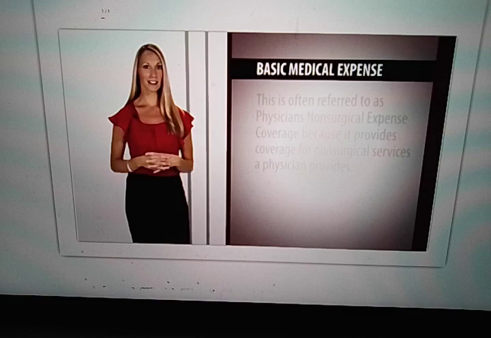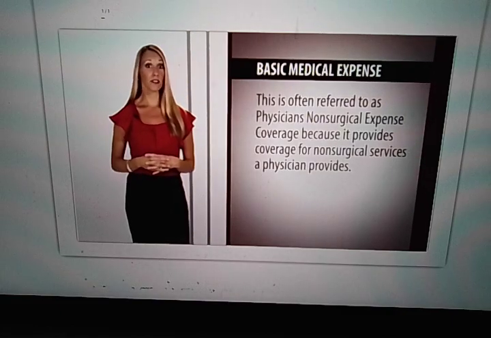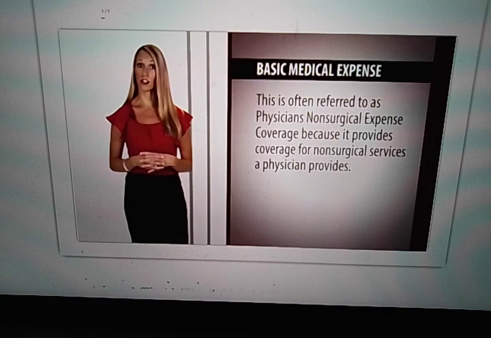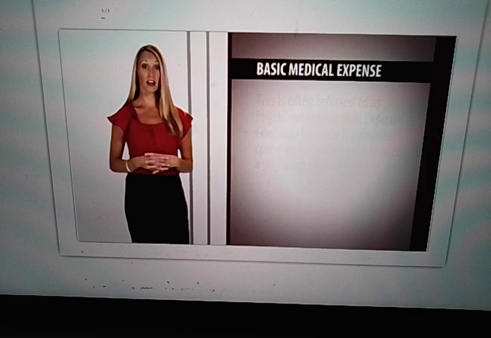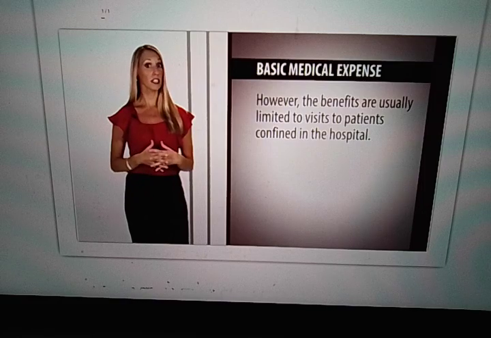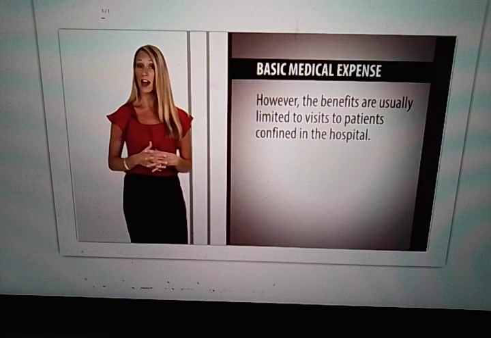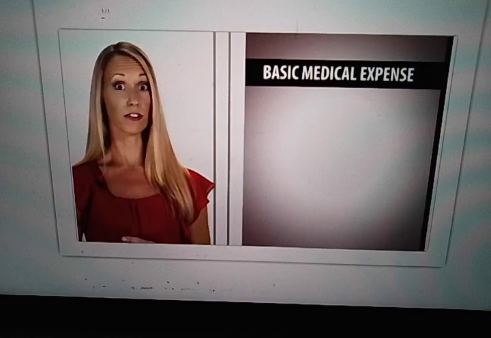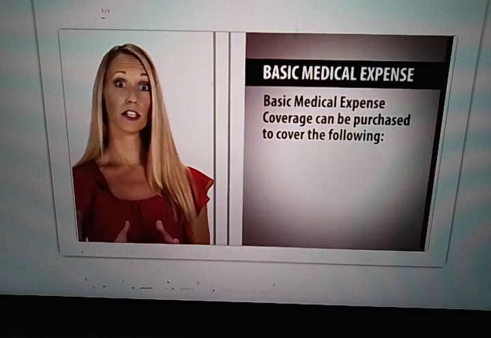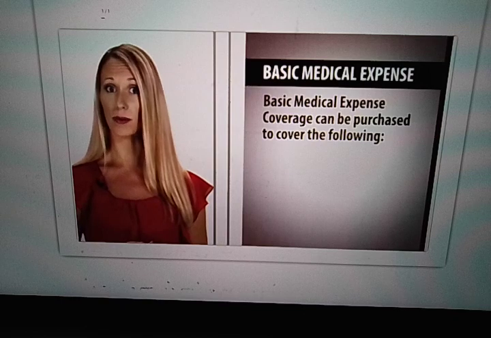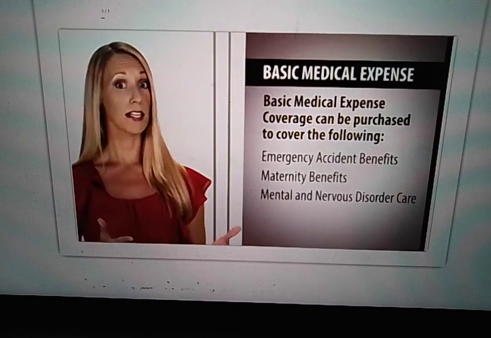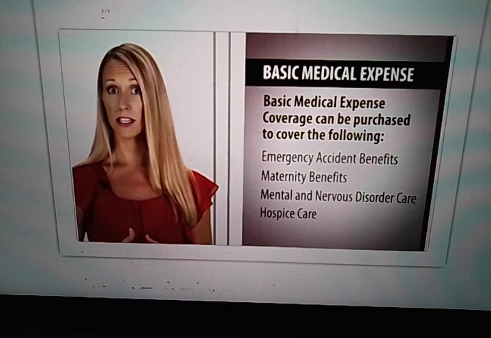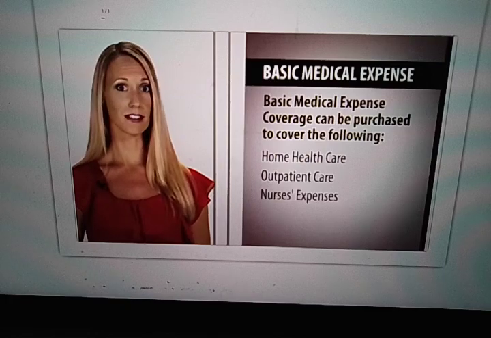Basic medical expense. This is often referred to as physician's non-surgical expense coverage because it provides coverage for non-surgical services a physician provides. However, the benefits are usually limited to visits to patients confined in the hospital. In addition to non-surgical physician's expenses, basic medical expense coverage can be purchased to cover the following: emergency accident benefits, maternity benefits, mental and nervous disorders, hospice care, home health care, outpatient care, and nurses' expenses.